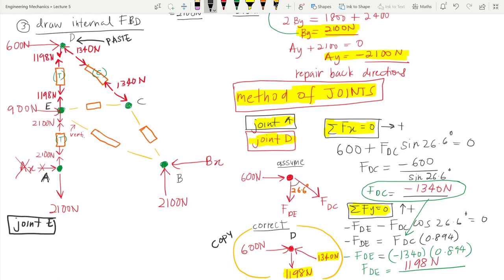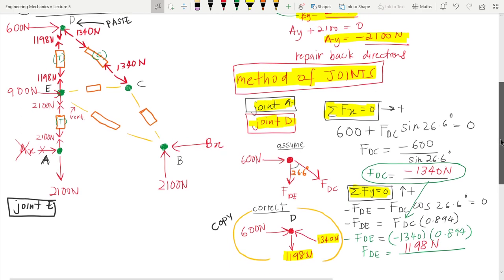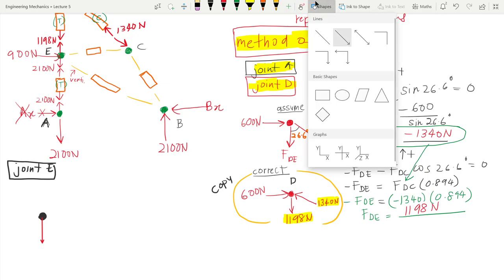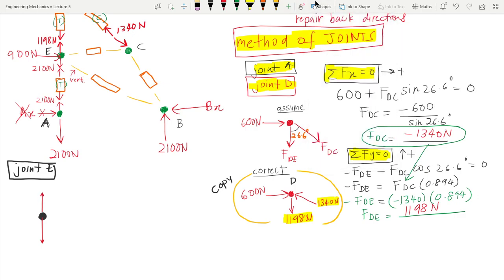Joint E is next. So let's draw joint E. So don't get confused, look at this joint E. So draw the joint E, this is your joint. Circle. Put all the forces going down. Apparently, you cannot get the perfect one. Probably I can use this shape. Going down. Doesn't look so natural. And then going up. Where are we looking at? We're looking at E.